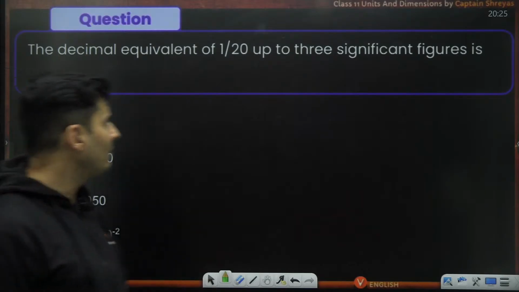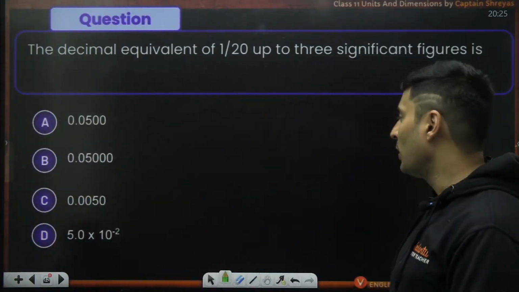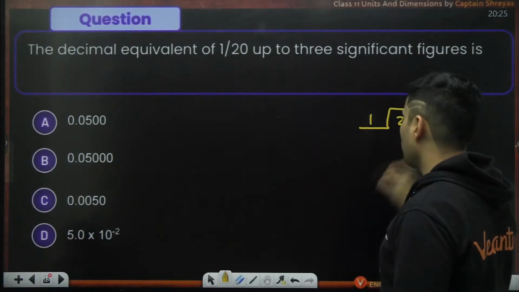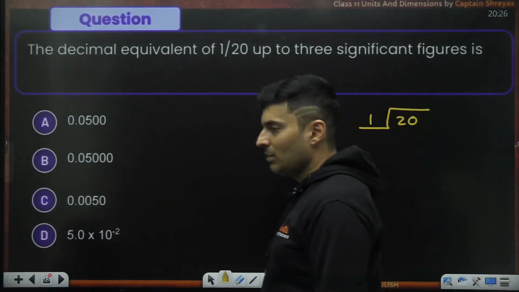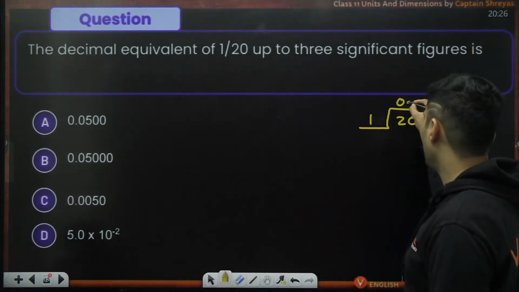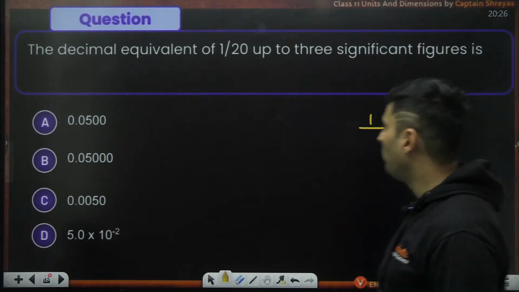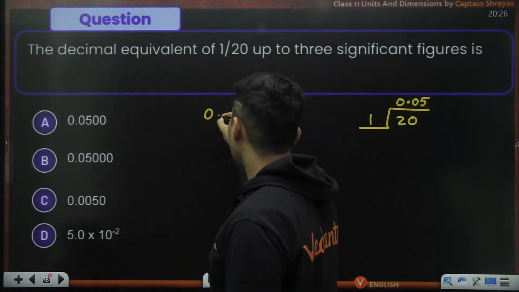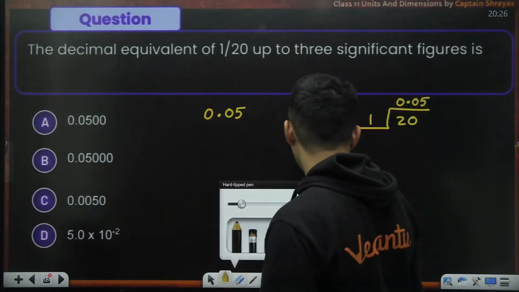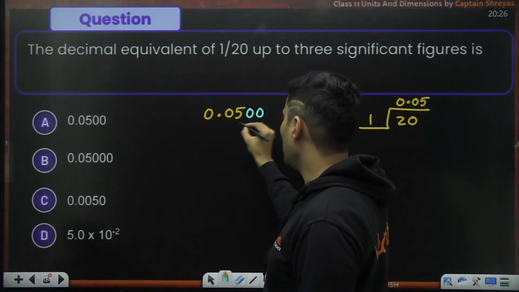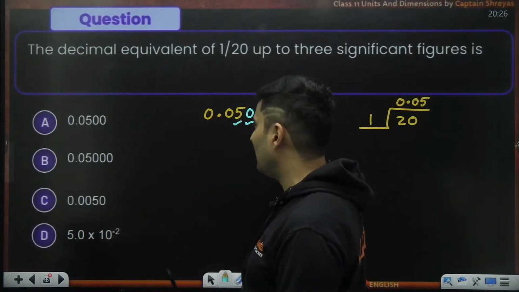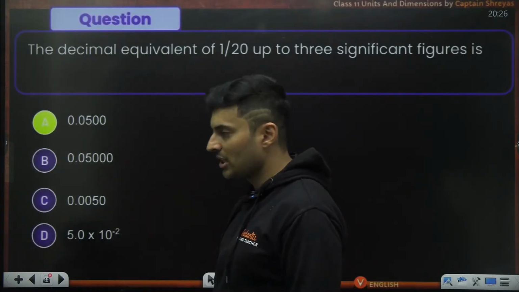The decimal equivalent of 1 by 20 up to 3 significant figures is, come on, 1 by 20, guys. 1 by 20 is how much? Come on. 1 by 2 is 0.5, 1 by 20 is 0.05. But 0.05 is not having three significant figures. We need to add something more to it. 1, 2. So this and this becomes significant. So 0.0500. Yeah. So that is option A, I believe.